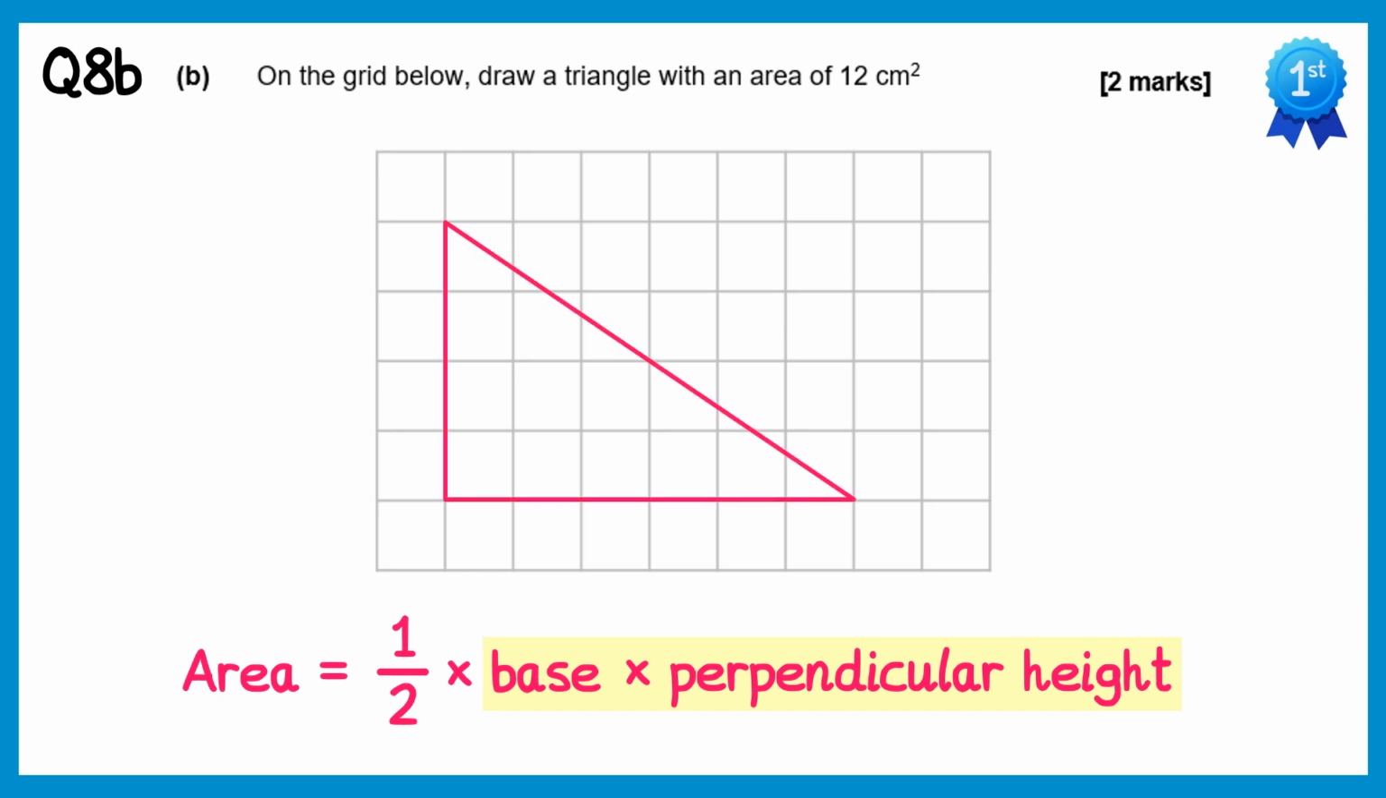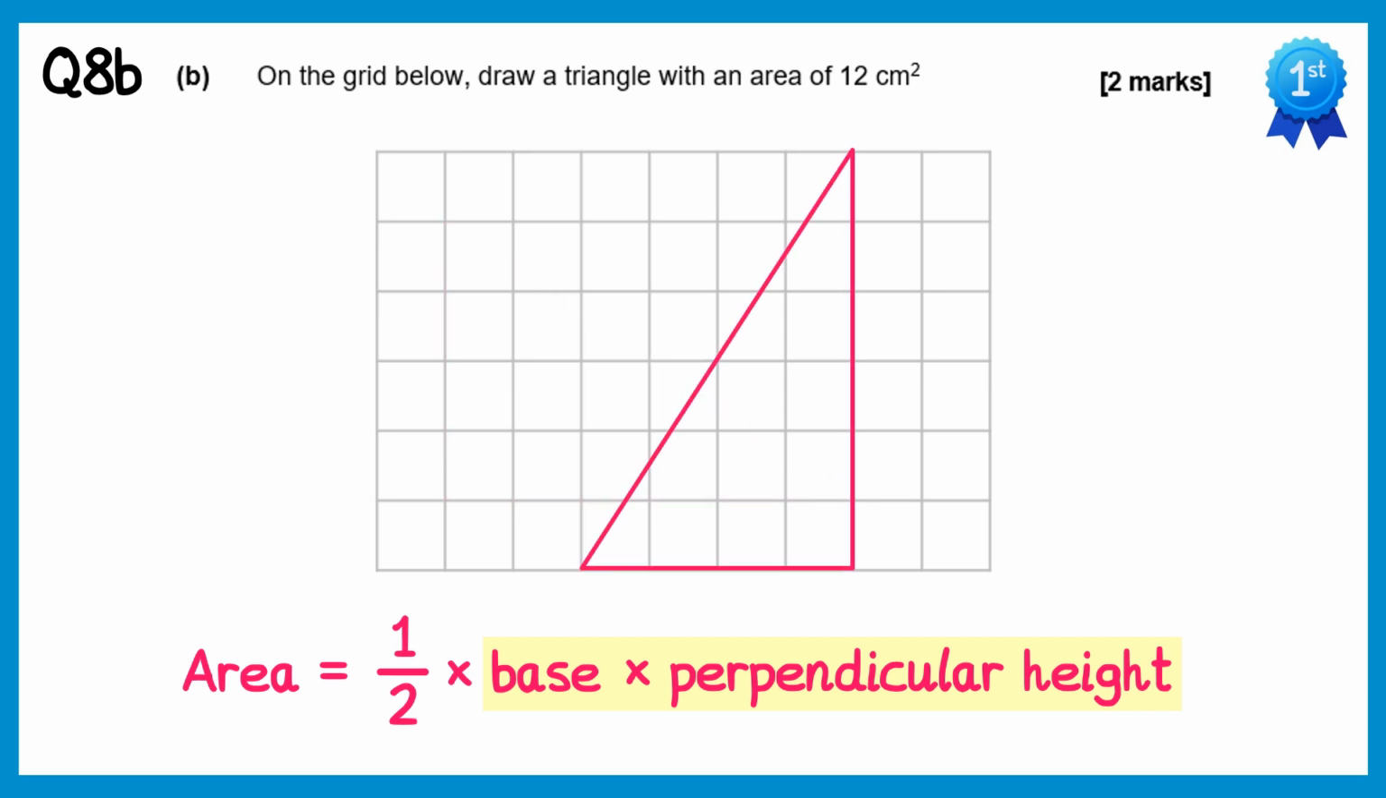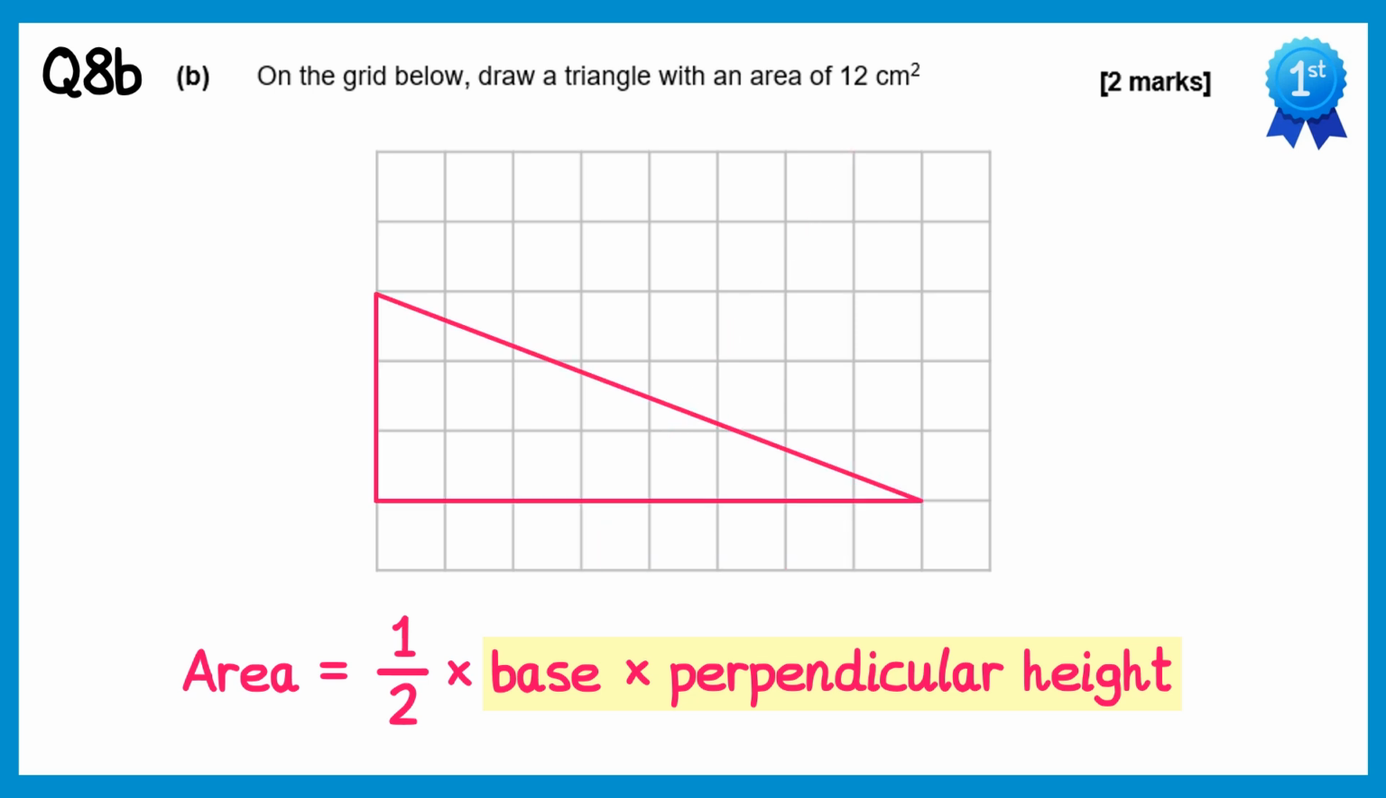You could for example have this triangle here. The base is 6, the perpendicular height is 4, so 6 times 4 is 24, and half of that is 12. You could also have this triangle here, a base of 4 and a perpendicular height of 6, or this triangle here, a base of 8 and a perpendicular height of 3. As long as your base times your perpendicular height makes 24, you'll be okay for this question. There are actually many different triangles you could draw.